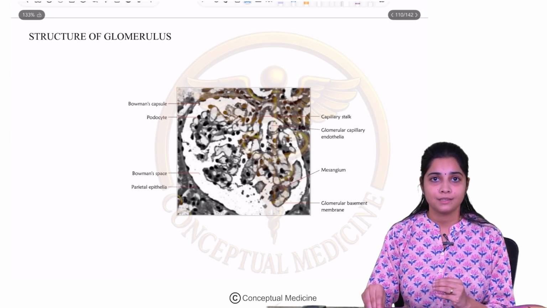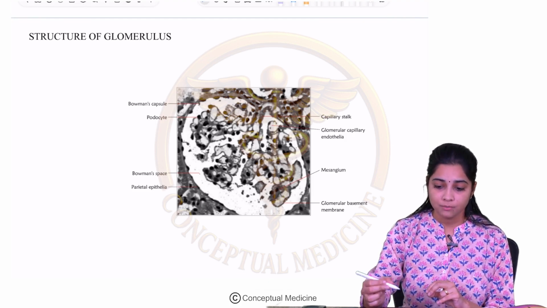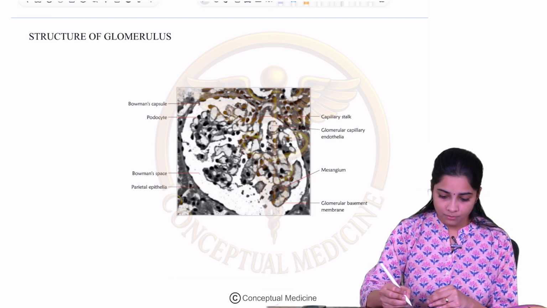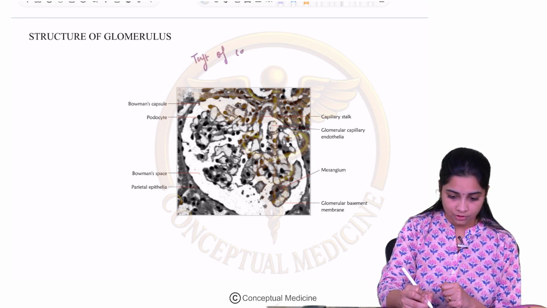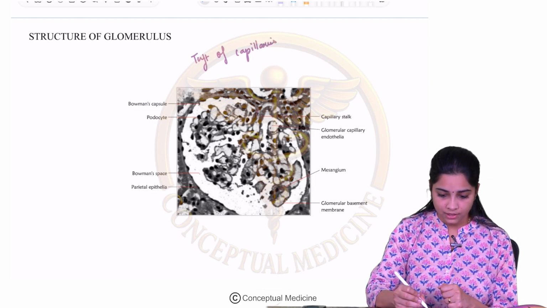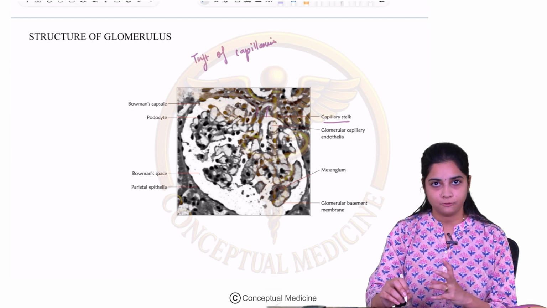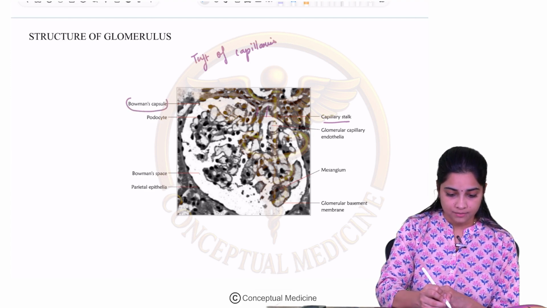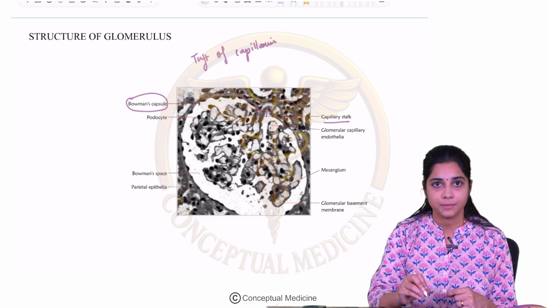Before we move on to the diseases, we should have a thorough understanding of the structure of the glomerulus, right? The glomerulus is your basic functioning unit of the kidney. It is basically a tuft of capillaries. It has a stalk, as you can notice here, and it comprises a tuft of capillaries. These tufts of capillaries are enclosed in a space which is called the Bowman's space.